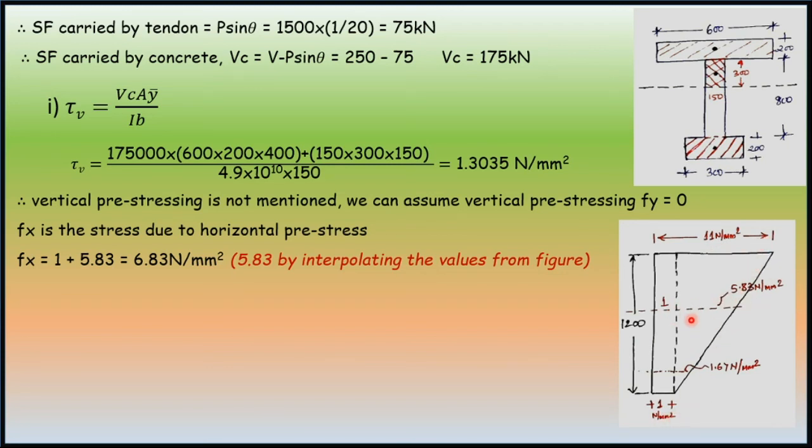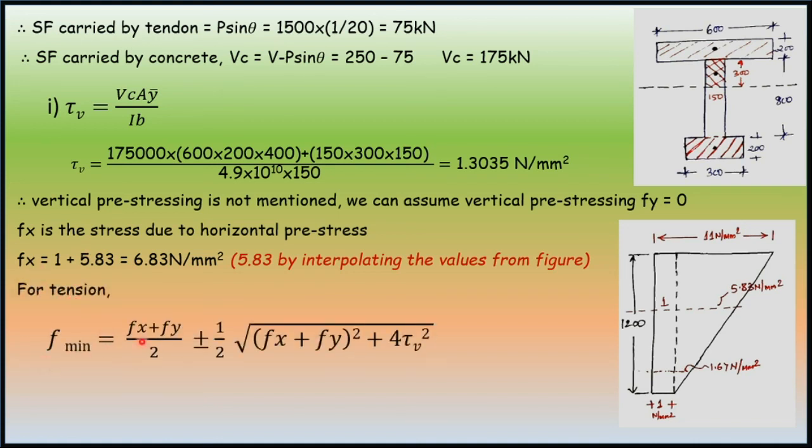Interpolating the values at a distance from the top fiber, it is at 500 mm. So 500 mm from here to here, at that value if we interpolate, it comes as 5.83 Newton per mm square. That we are adding to 1 Newton per mm square, which is already added in this. So it is a total of 6.83 Newton per mm square, which is Fx. For tension, F minimum is (Fx plus Fy) by 2 plus or minus half of the square root of (Fx plus Fy) whole square plus 4 tau v square. F minimum comes out as minus 0.24 Newton per mm square, which is less than Ft.